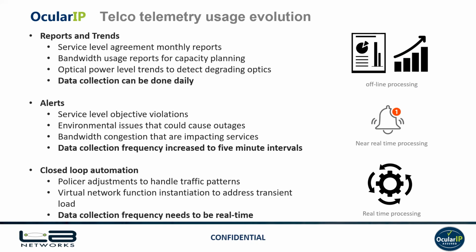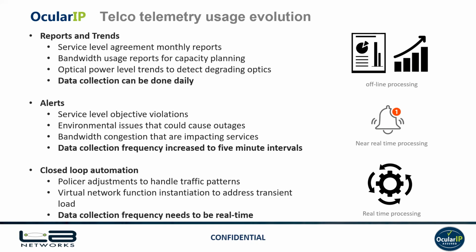As telemetry collection frequency increased, we started to see alerts based on telemetry data. Collectors would define thresholds where alerts would be raised if certain conditions were exceeded. Examples here include service level objective violations, environmental issues that could cause outages, or congestion issues that are impacting services. With this type of usage, data collection frequency increased to 15 minutes and even 5-minute intervals, making it very much a near real-time processing function.